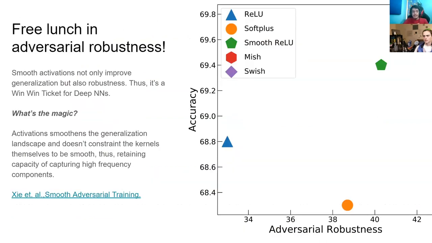But the caveat around that is that we can actually bypass that inverse proportionality by using smooth activation functions. And we can actually see in this result over here that using smooth activation functions not only improves the generalization capacity of the neural network, but also improves its adversarial robustness. So it's a win-win situation.